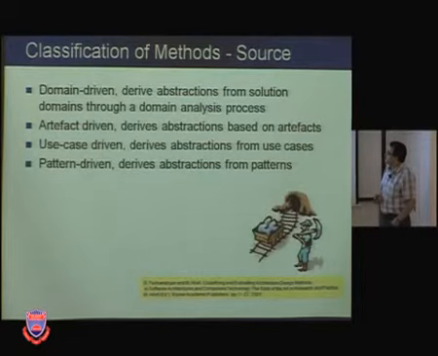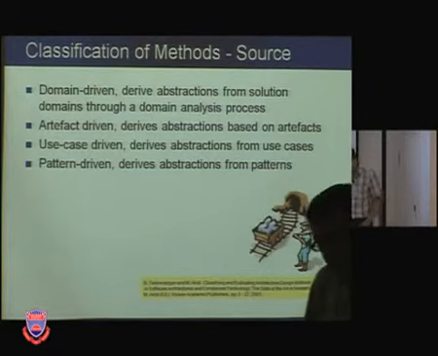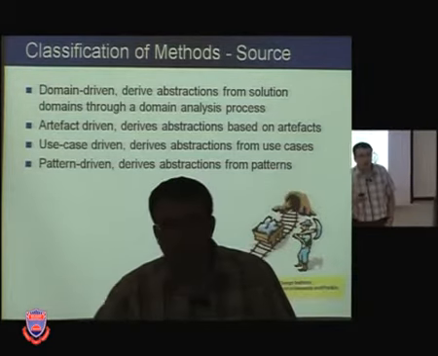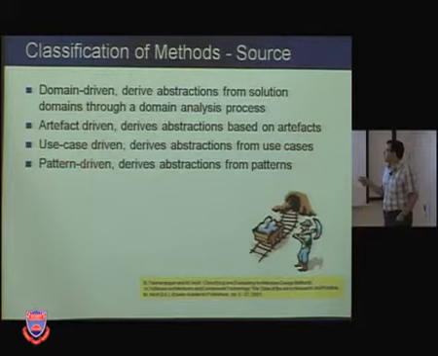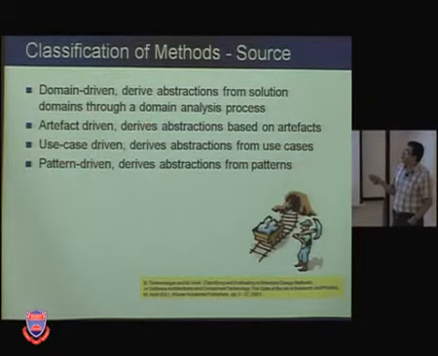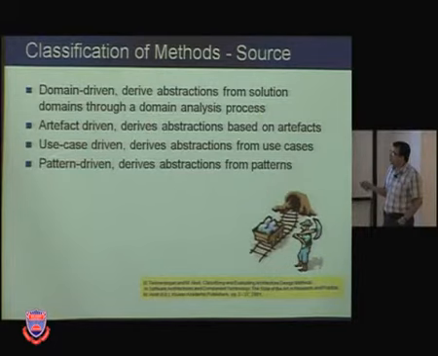A second approach to classify the architecture design methods is by looking at the source of the architectural abstraction. How do you derive the architectural abstractions? In that case, we can define 4 different types of methods: domain-driven, artifact-driven, use-case-driven, and pattern-driven.